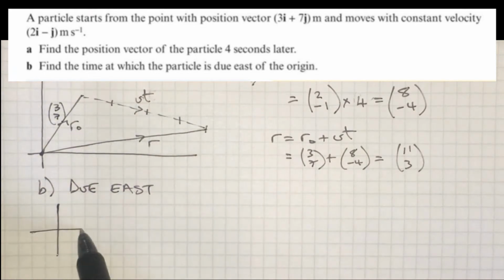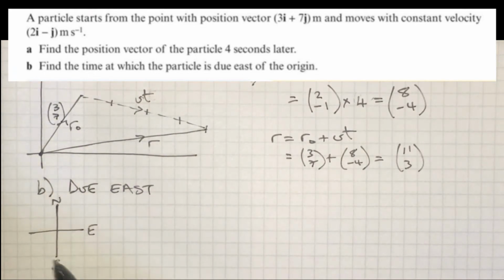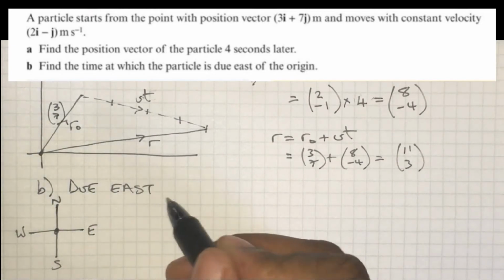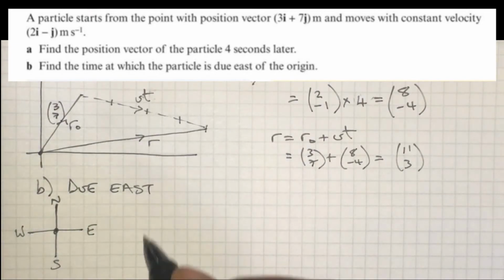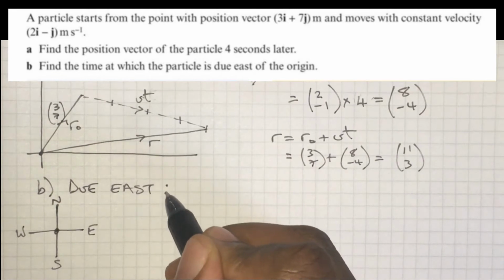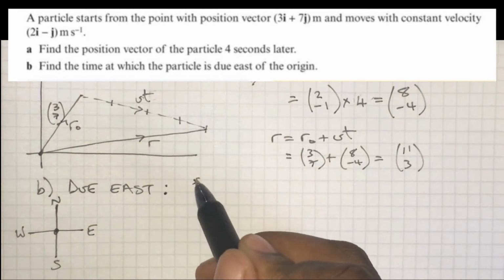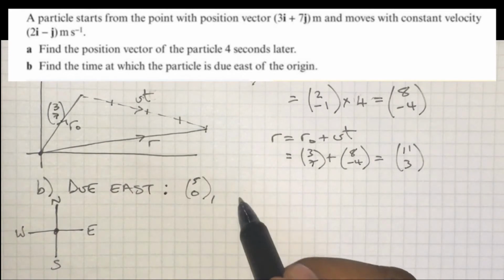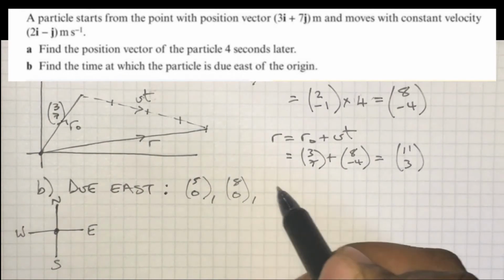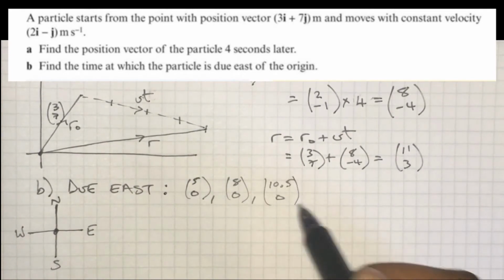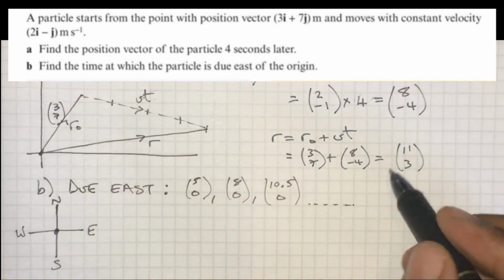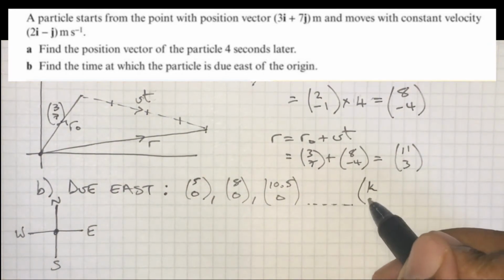Okay, next we want to find the time when the particle is due east of the origin. Well, we already looked at these cardinal directions and the generalizations. If it's due east, I know it's going to have the form (k, 0). It's got horizontal displacement, but it has no vertical displacement at all. So all of these would be valid for due east, and in general, it's (k, 0).